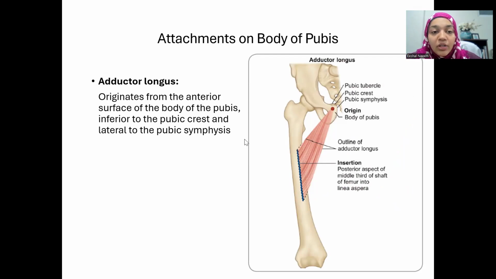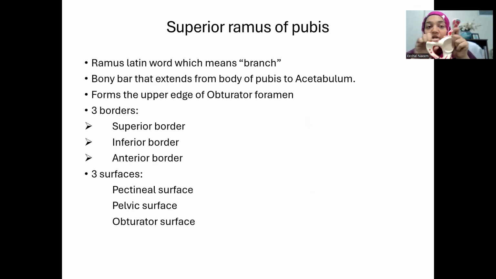Okay, moving on, the superior ramus of pubis. So this is the superior ramus of pubis. In Latin, it means branch. It's a bony bar that extends from the body of the pubis to the acetabulum. It has three borders: the superior border, the inferior border, and the anterior border. So this is the superior border, this is the anterior border, and this is the inferior border.